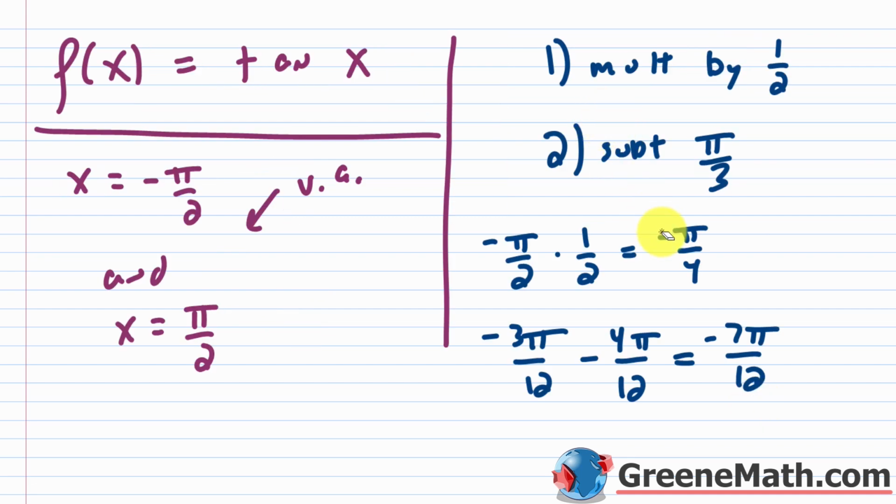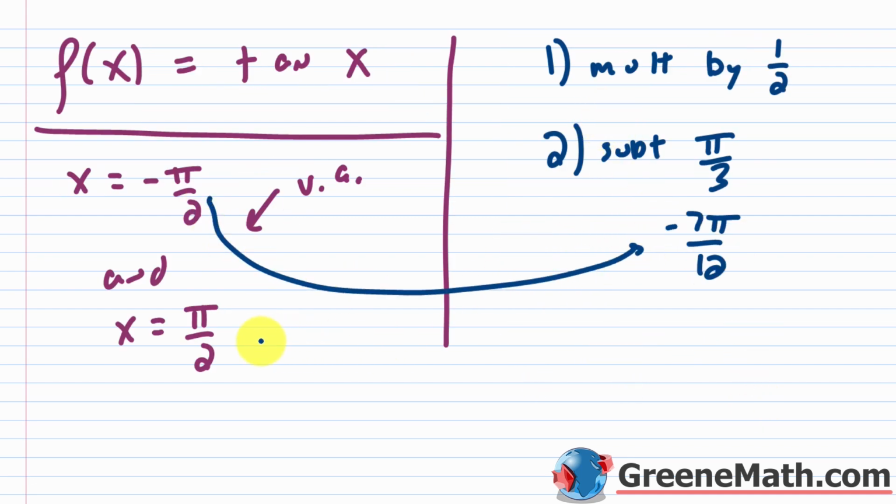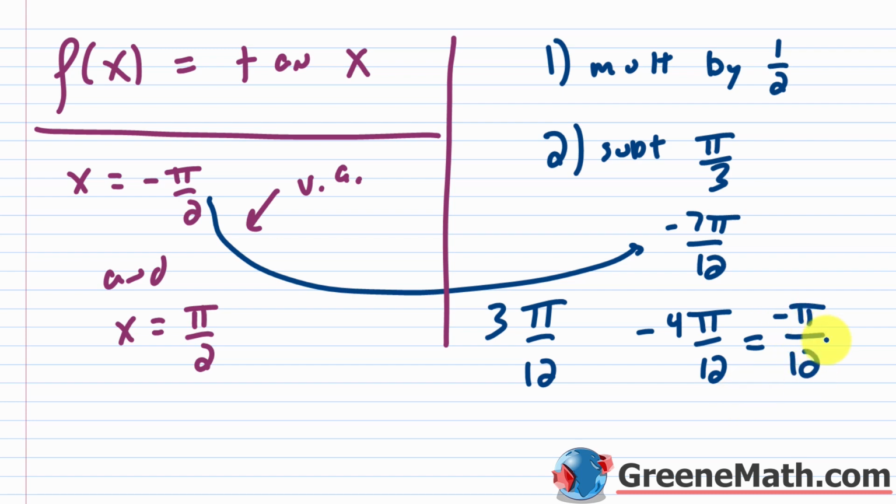So let me erase this. And then for this one, again, all you're going to do, you're going to multiply by 1/2. So pi over 2 times 1/2, let me actually show this. So pi over 2 times 1/2. This would be pi over 4. So that's done first. And then once you have that, you subtract away pi over 3. So you have pi over 4, and then minus pi over 3. Again, get a common denominator. This would be multiplied by 3 over 3. So this would be 3 pi over 12. Multiply this by 4 over 4. So this would be 4 pi over 12. So 3 pi minus 4 pi would be negative pi over the common denominator of 12. So negative pi over 12.